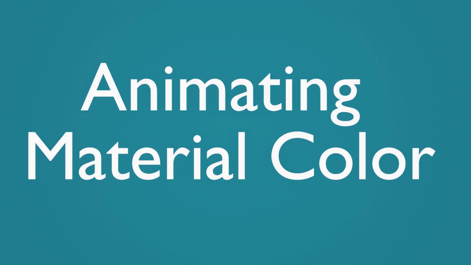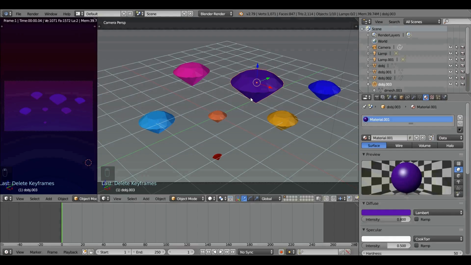So we shall try to animate the diffuse color property of the material which is applied to this object. To do that, we need to set keyframes along the timeline here. Now the timeline cursor is at frame number 1. We shall set a keyframe here.